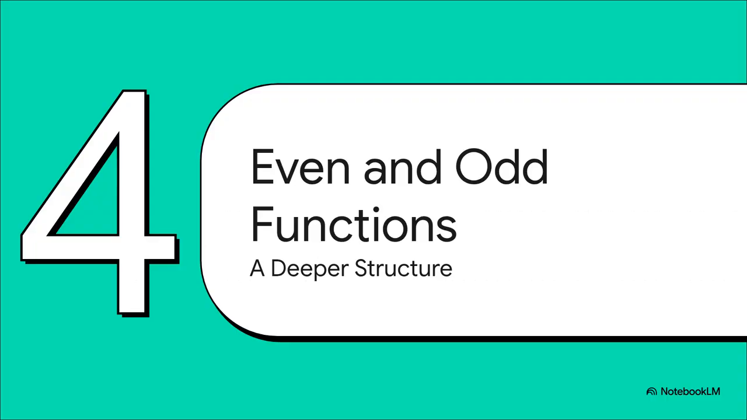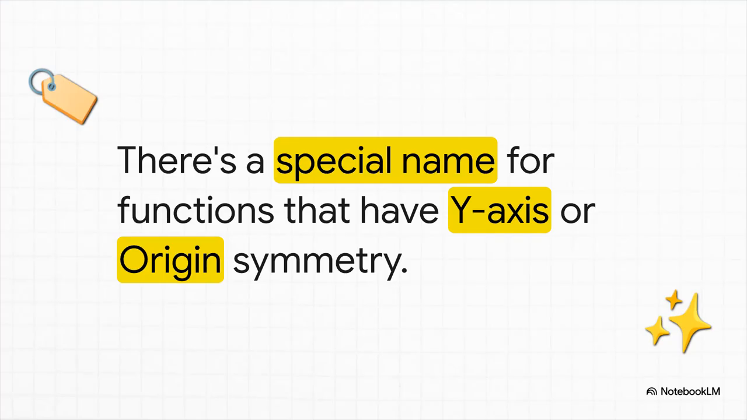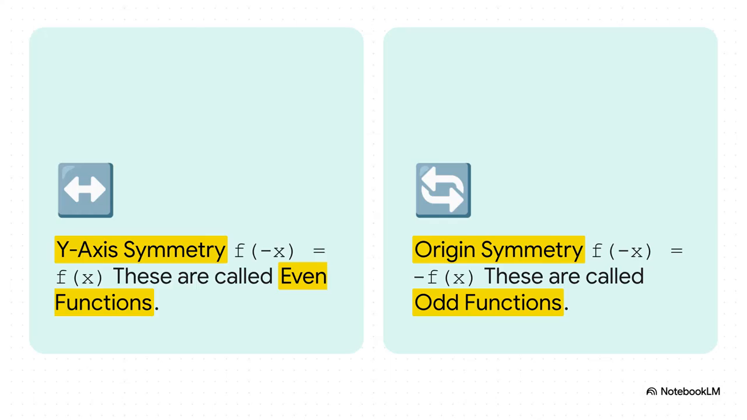Okay, so now we're ready to take this one step further and connect these ideas to a more formal concept in algebra. This is where we find this really beautiful hidden layer of structure in the world of functions. It turns out that y-axis and origin symmetry are so important, especially when we're talking about functions, that mathematicians decided they needed special names to classify them. And this is where we get those special names.